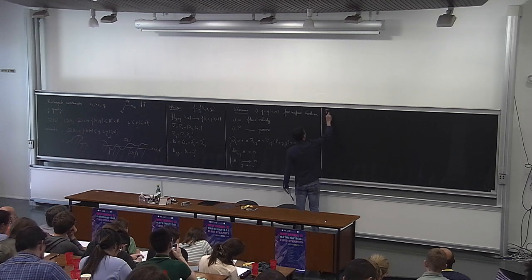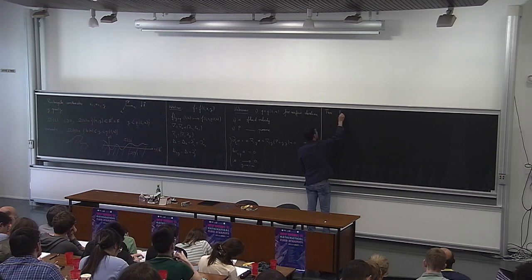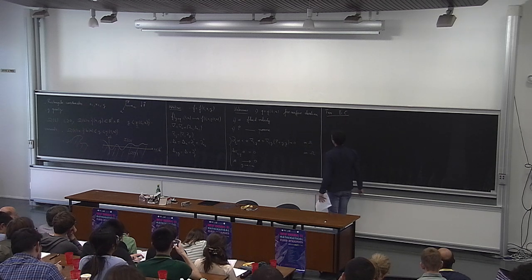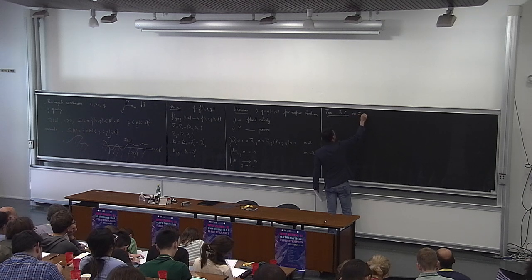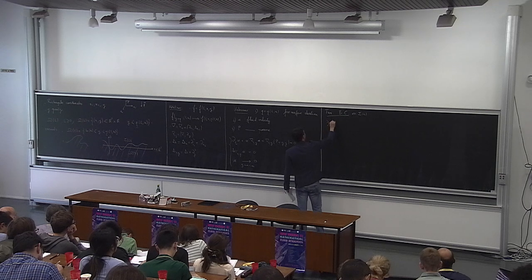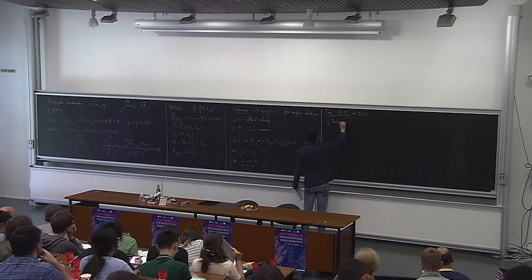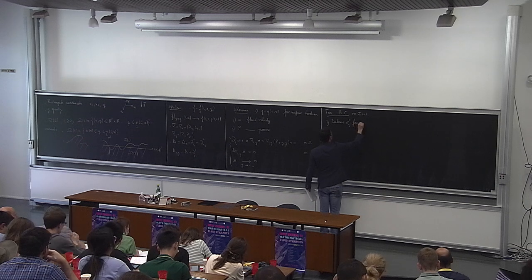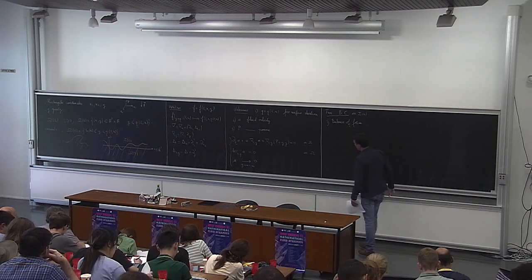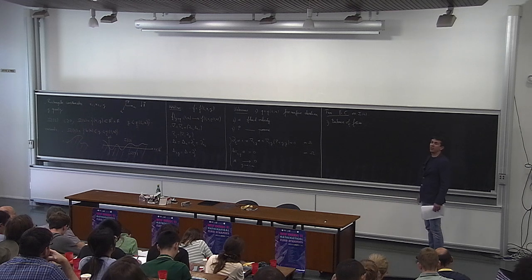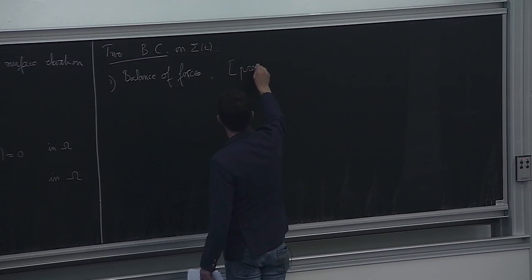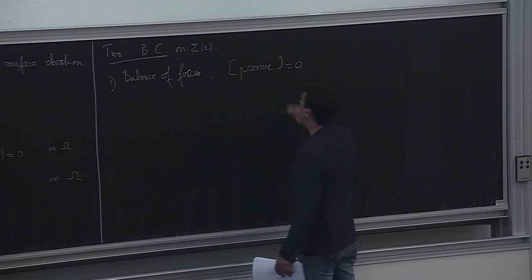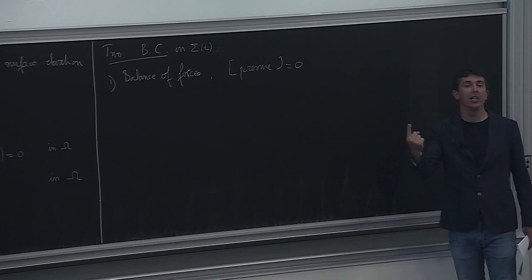We have two boundary conditions on the free surface. The first is the balance of forces. We neglect surface tension to simplify notation, and we assume that the jump of pressure is equal to zero. The pressure is continuous at the free surface.